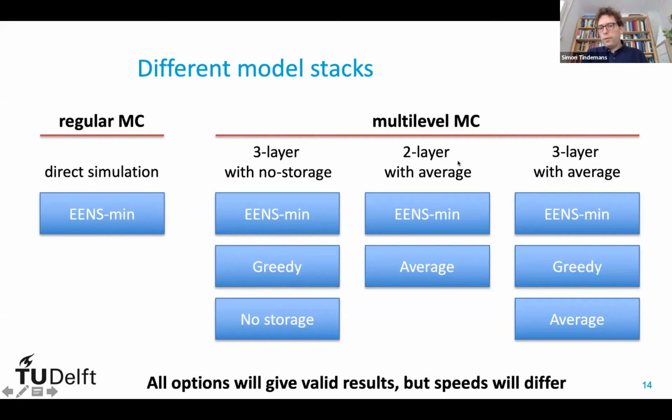We can also do various other configurations, and I'll walk you through the second, which is a multi-level, where we sample from the no storage configuration, from the difference between greedy and no storage, and then again the difference between EENS minimizing and the greedy model. So we build up the multi-level stack in this way. I want to emphasize that all of these combinations will give you valid, accurate results, but the speeds will differ, or at the same kind of time spent, some of them will be more precise than others.